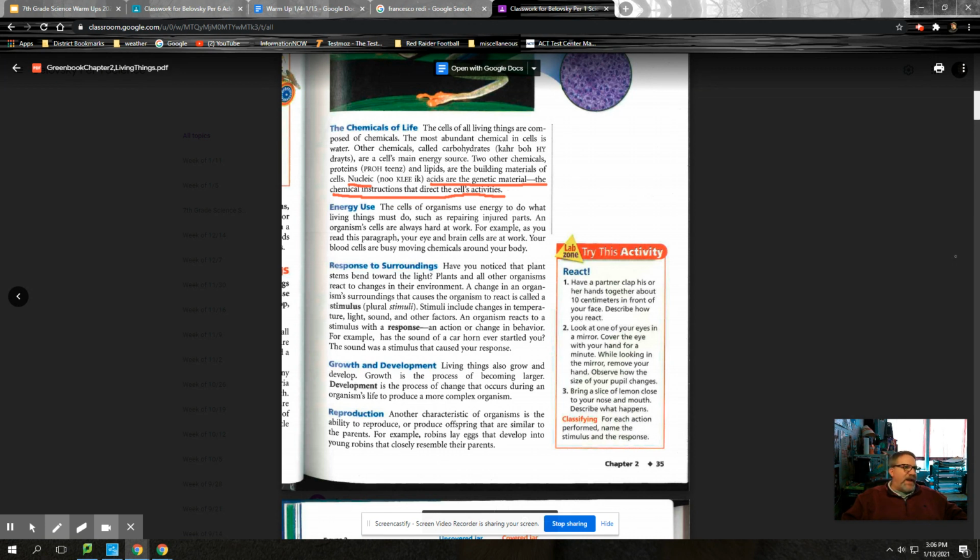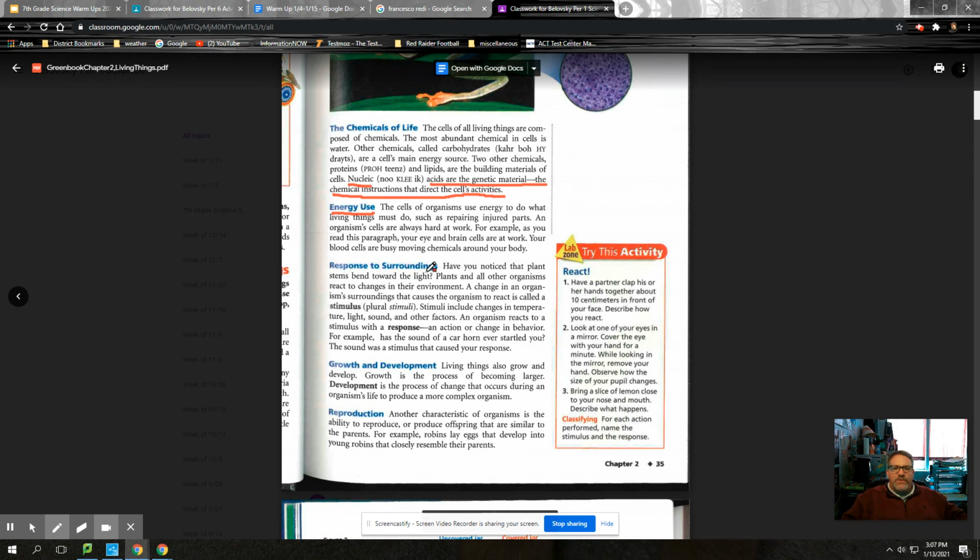All right. The next thing we need to talk about real quick is energy use. Of course, you don't have to write a definition here, but all living things use energy in some form or some manner. Even plants use energy. They use energy to make food. They use energy to grow. Every living thing on earth uses energy.